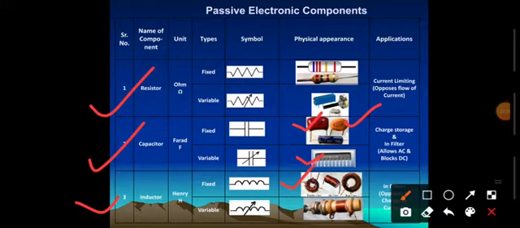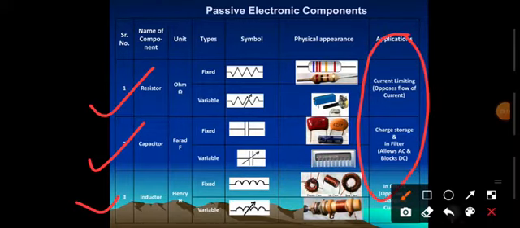If you see the inductors, there are three types: ferrite core, air core, and iron core, based on what type of material is used as the core. An inductor is not just a coil wound on a core. If the core material is ferrite, it is called a ferrite core inductor. If the core material is iron, it is called an iron core inductor. And if there is no core and air acts as the core, it is just a winding of wire, called an air core inductor.